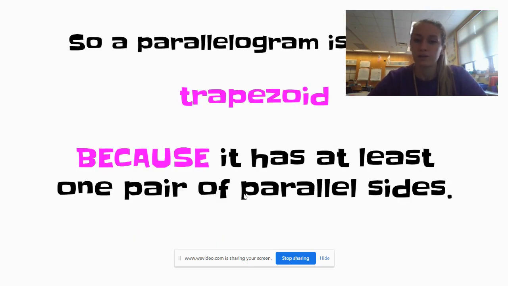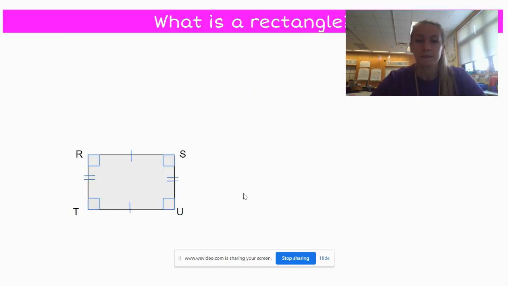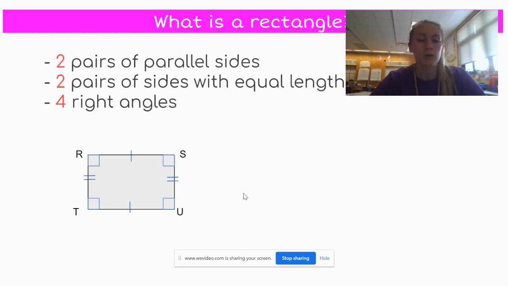So a parallelogram is also a trapezoid because it has at least one pair of parallel sides. Interesting. So a parallelogram is also considered a trapezoid. What is a rectangle? We've seen a rectangle before.